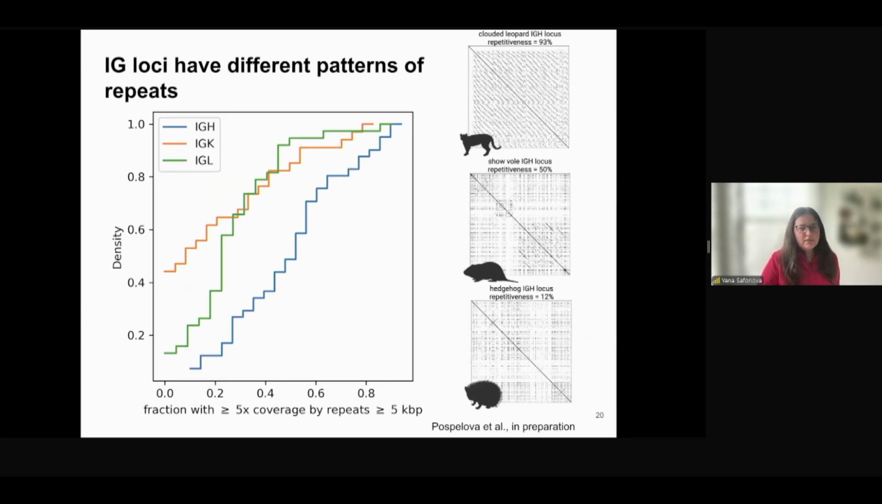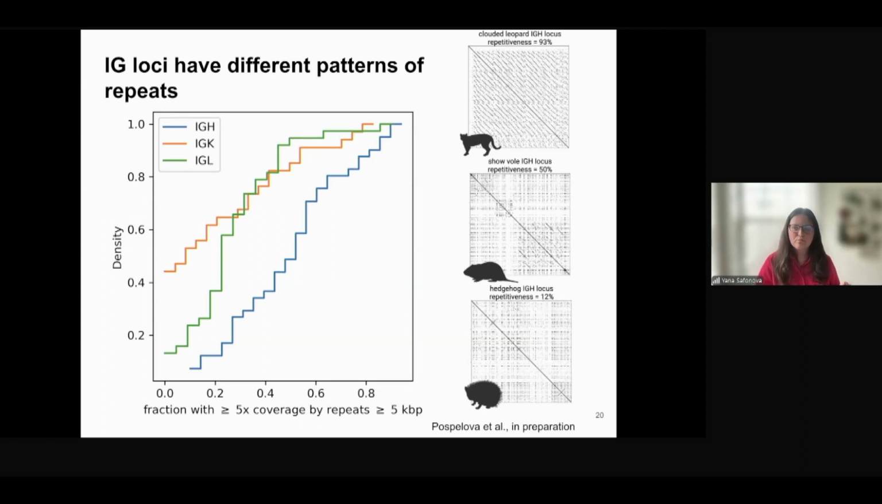And one way to do this is to look at the structure of these Ig loci. Our first idea is to look at patterns of repeats in genomic sequences of Ig loci, because some of them look very similar to the cases that we just discussed. For example, the clouded leopard immunoglobulin heavy chain locus. If we represent its similarity versus itself, then we'll see that it looks pretty similar to what we see in cattle. However, the Ig loci are very, very different.